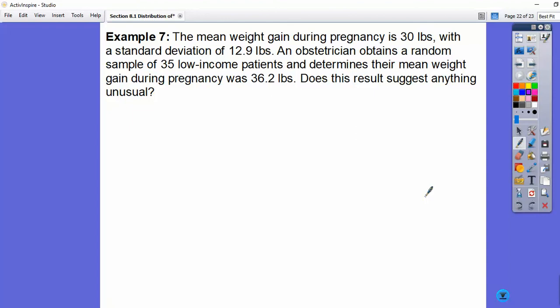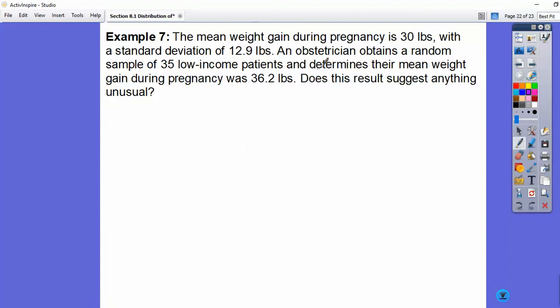Okay, last example. The mean weight gain during pregnancy is 30 pounds with a standard deviation of 12.9 pounds. An obstetrician obtains a random sample of 35 low-income patients and determines their mean weight gain during pregnancy was 36.2 pounds. Does this result suggest anything unusual? So to decide if this is unusual or not, we need to find the probability. What is the definition of unusual? Less than 5% is considered unusual.